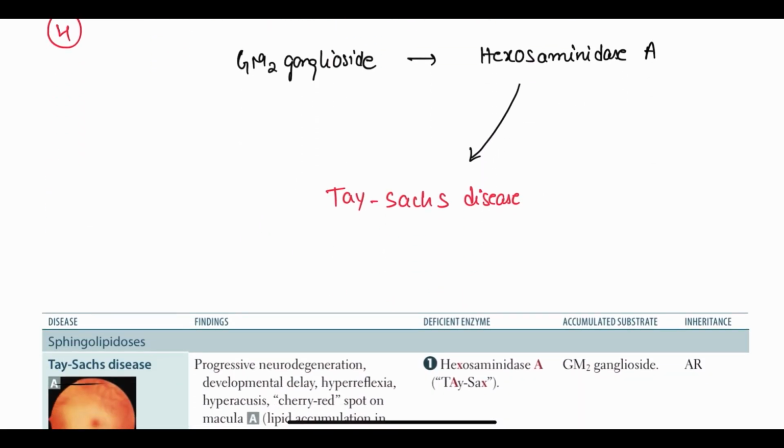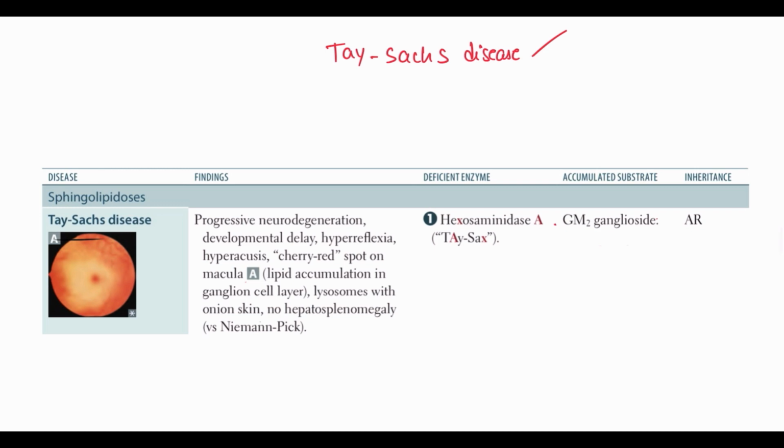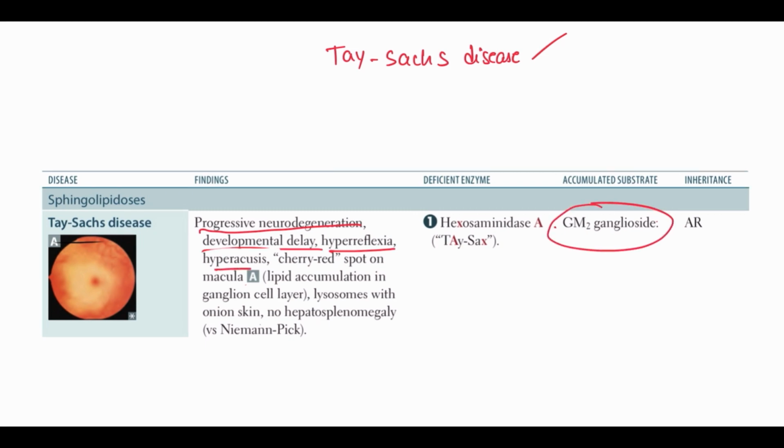Due to deficiency of the enzyme hexosaminidase A, GM2 ganglioside builds up, leading to development of Tay-Sachs disease. Some common symptoms of Tay-Sachs disease are progressive neurodegeneration, developmental delay, and hyperreflexia, which occur due to progressive damage to nerve cells in the central nervous system due to accumulation of GM2 ganglioside. Hyperacusis is also seen here, which refers to heightened sensitivity to sound. The specific mechanism leading to hyperacusis in Tay-Sachs disease is not fully understood, but it is believed that damage to nerve cells involved in processing sound results in abnormal perceptions of sounds.